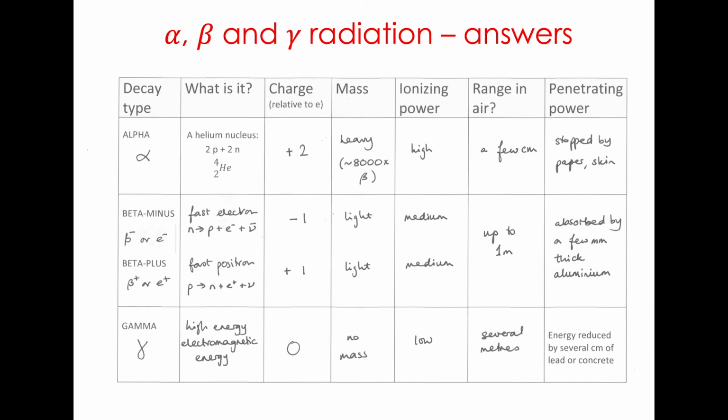Let's have a look at the table I showed you earlier. You can pause the film to check your answers. I want to point out that the ionising power is related to the charge and mass, and in turn has an effect on the range and penetrating power.